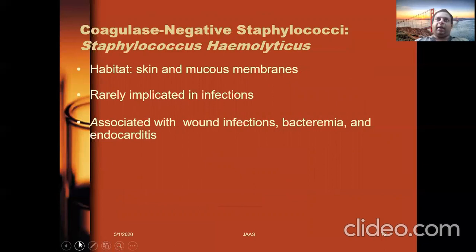Hemolyticus, it's another organism, a coagulase negative one, inhabiting skin and mucous membranes. It rarely causes infection, but is associated with wound infection, bacteremia, and endocarditis as well.